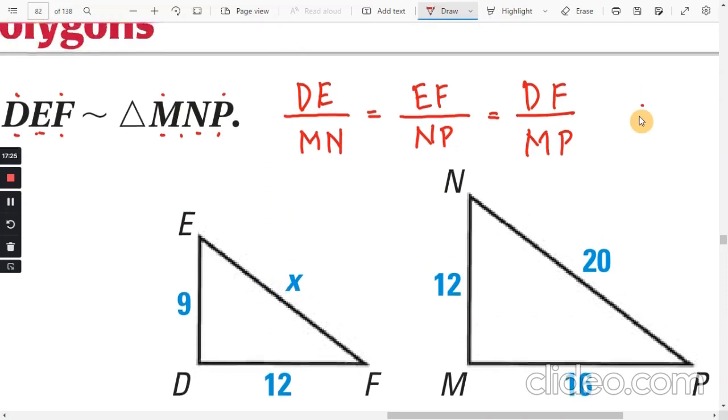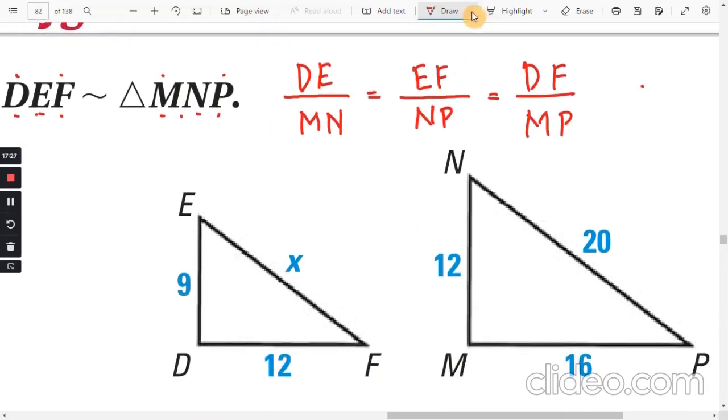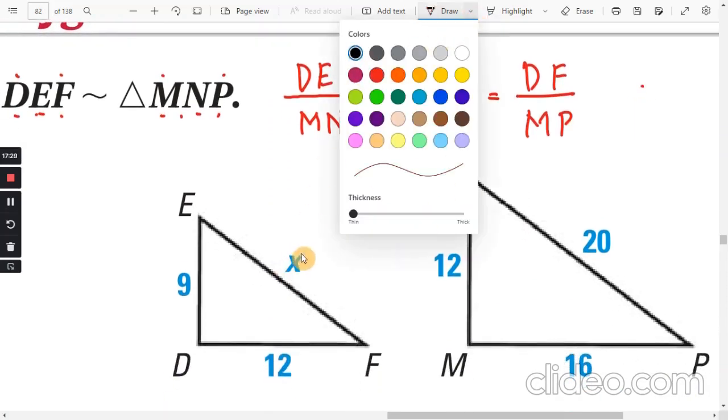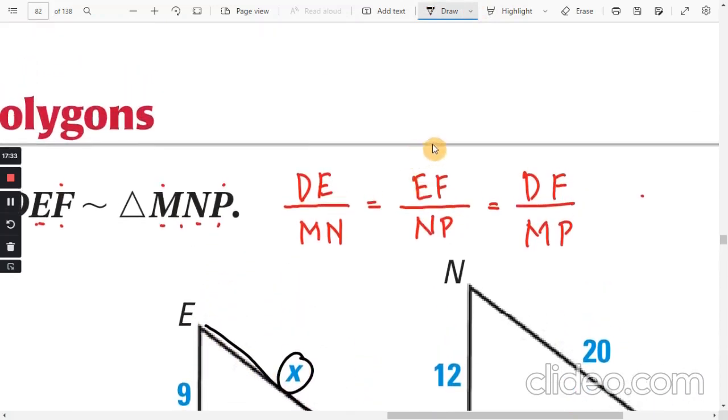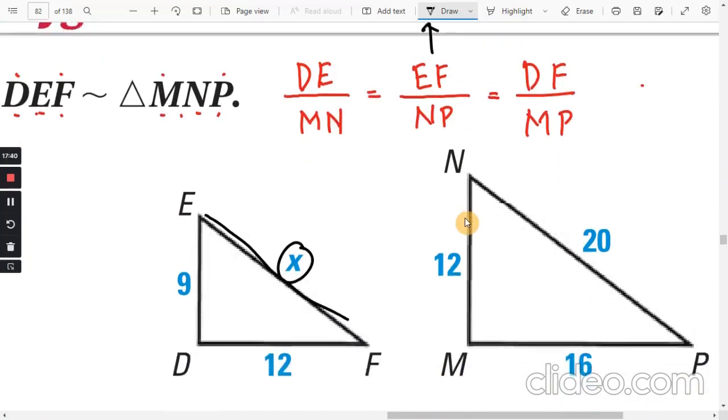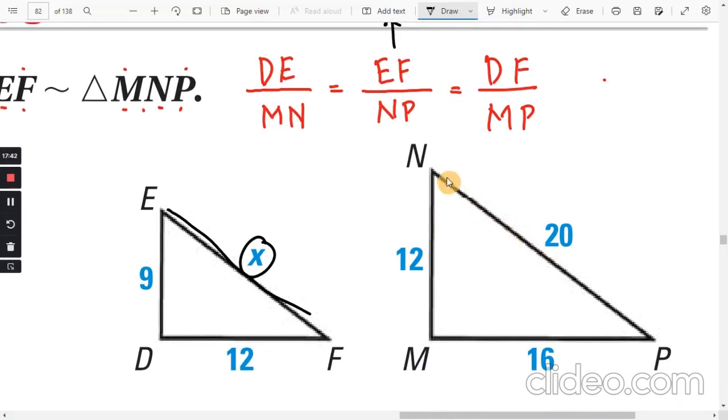All right. So let's see. X is right here. That's side length EF. So I'm going to use this one here. EF is going to be X. And NP is this one here. That's 20.